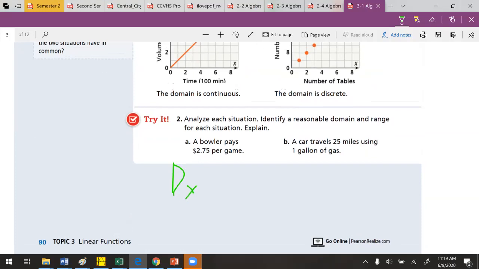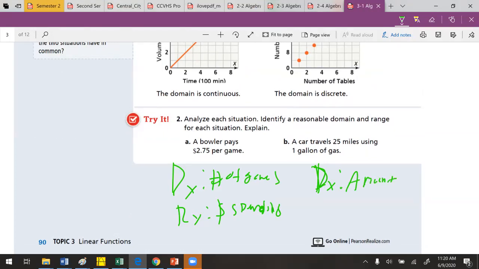Reasonable domain, it could be the number of games. And then your range could be the money that you're spending. Easy. A car travels 25 miles using 1 gallon of gas. The domain, this one's important, okay? The domain for this would be the amount of gallons of gas, but this is gonna be from 0 to 1. You can't go more than 1, and obviously you can't go less than 0. And the range, which is obvious, is the distance traveled.